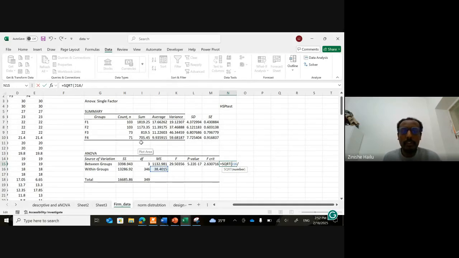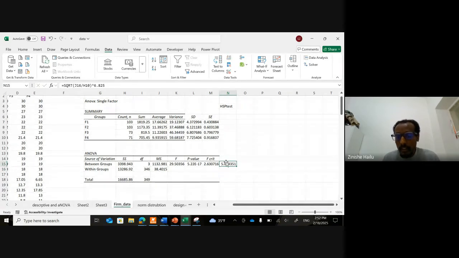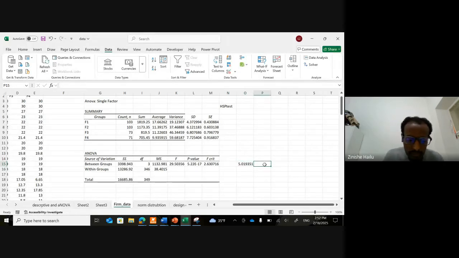Let's say we will focus on the smallest one, this N here, and times the Q from the table, 6.825. So this is the HSD value.